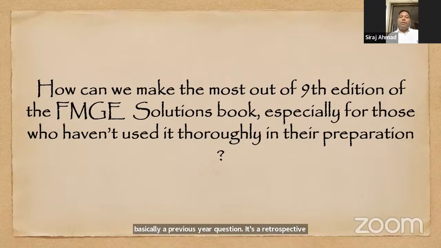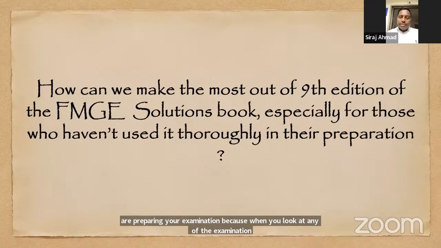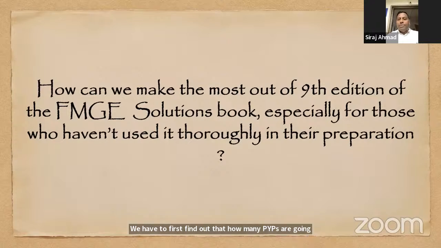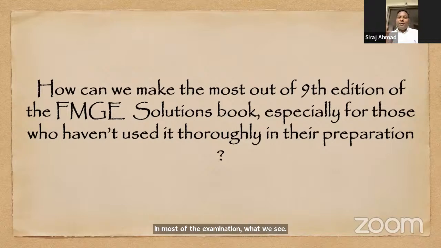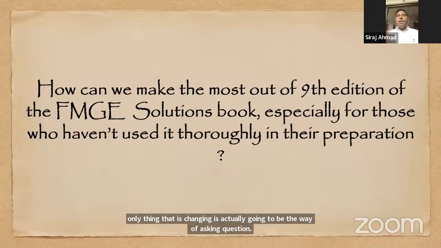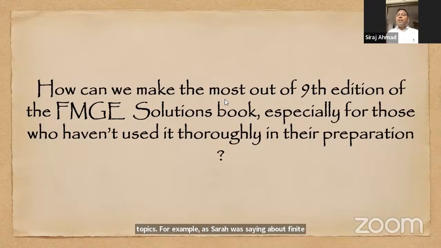Because when you look at any examination, we have to first find out how many PYQs are going to be asked, let's say NEET PG or FMGE or any other examination. In most examinations, the topics are going to be the same. The only thing that is changing is the way of asking the question. For example, as sir was saying about phenylketonuria, or let's say I'll talk about my subject, alcohol. In one examination, the examiner asked that a patient bought alcohol from a local liquor shop and presented with poisoning. Which of the following will be the antidote? The answer to that question was fomepizole.